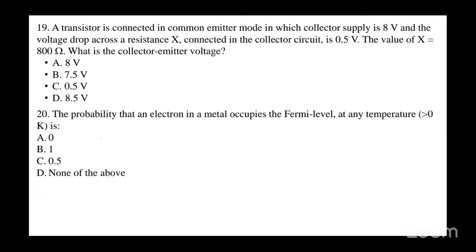Question 19. A transistor is connected in common emitter mode, in which the collector supply is 8 volts and the voltage drop across the resistance X connected in the collector circuit is 0.5 volts. The value of X is 800. What is the collector emitter voltage?